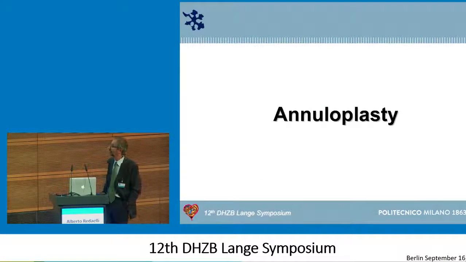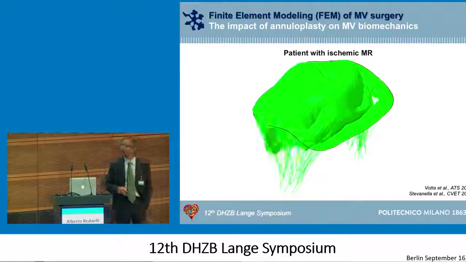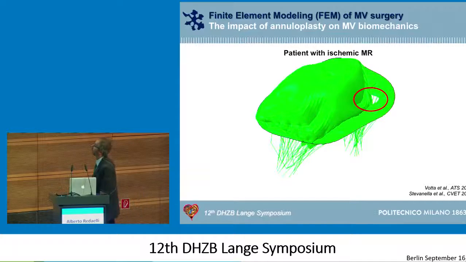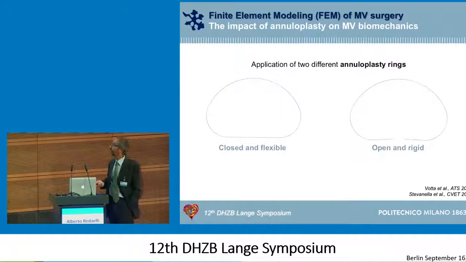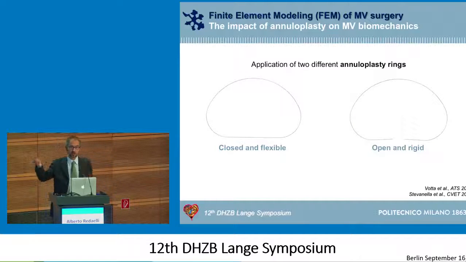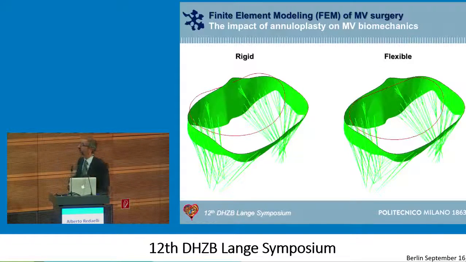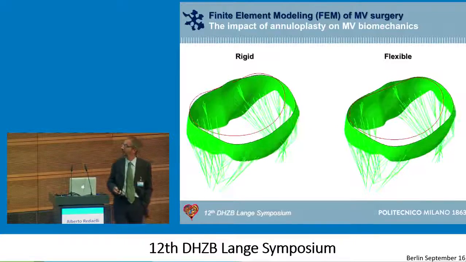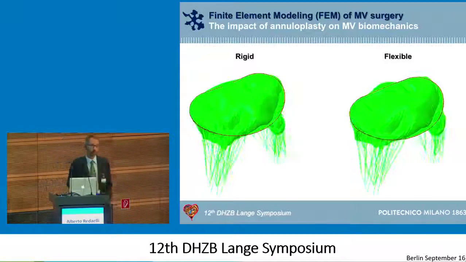One is about annuloplasty. What you see in the next slide is an ischemic mitral valve with a regurgitant area, a lateral regurgitant area. This is a functional mitral regurgitation. And on this valve, we can apply, for instance, two different strategies of correction by using two rings that mimic the behavior of currently available rings on the market. Here is the simulation. We simulate the sewing of the leaflet on the annulus in both cases, and then we apply the pressure and we observe the behavior of the two valves.